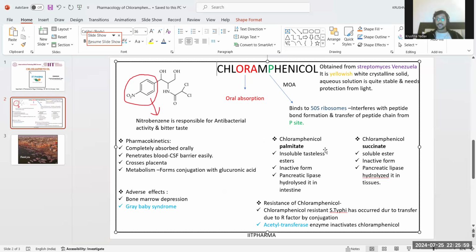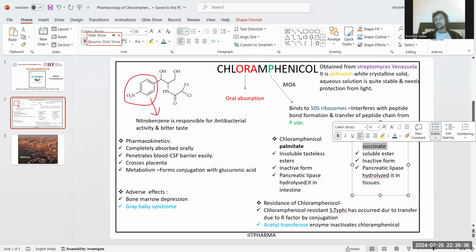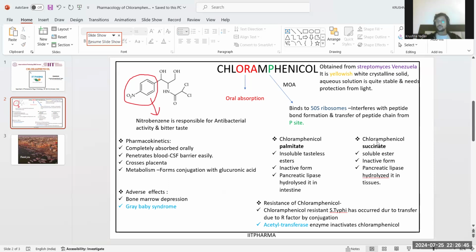Coming to the next portion, there are two formulations present in our market: chloramphenicol palmitate and chloramphenicol succinate. Palmitate is an insoluble, tasteless ester form. It is the inactive form, and the pancreatic lipase enzymes present in our body hydrolyze chloramphenicol palmitate in the intestine. On the other side, chloramphenicol succinate is a soluble ester form. It is also an inactive form like palmitate, but in this case the enzymes hydrolyze it in the tissues. Palmitate is hydrolyzed in the intestine, and succinate is hydrolyzed in the tissues.